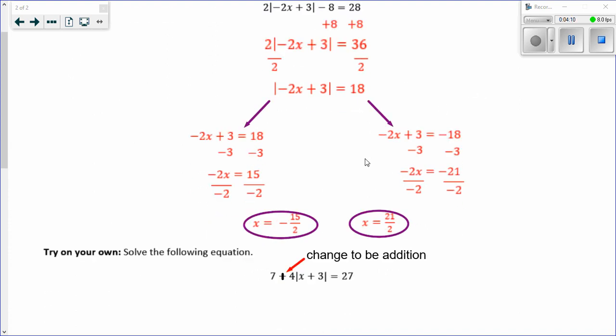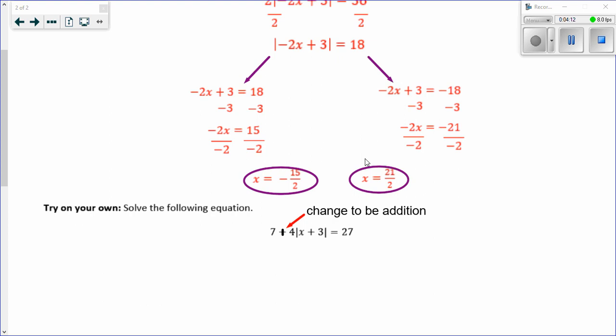Okay? Now you guys are going to do this last one on your own. For the last try on your own, you need to change the 7 minus 4 to be a 7 plus 4. So it needs to be a positive. Change that to be an addition sign, not a subtraction. Otherwise, it will turn out weird.